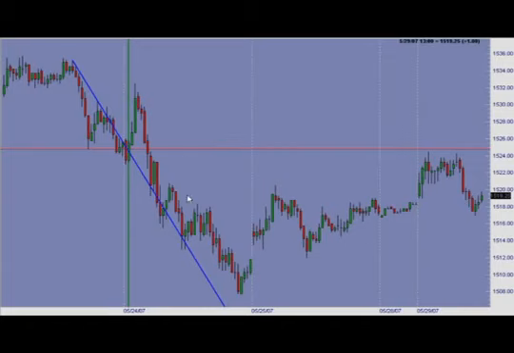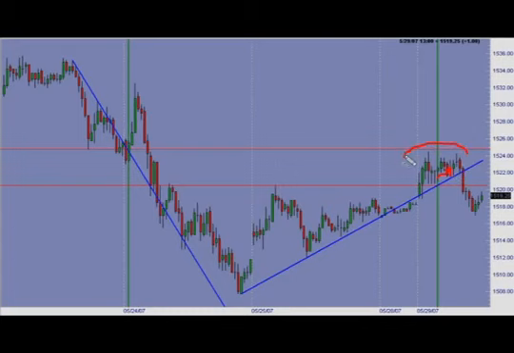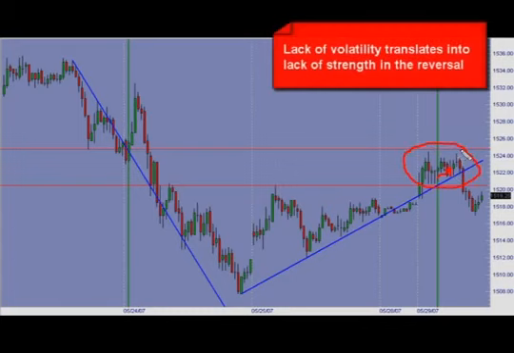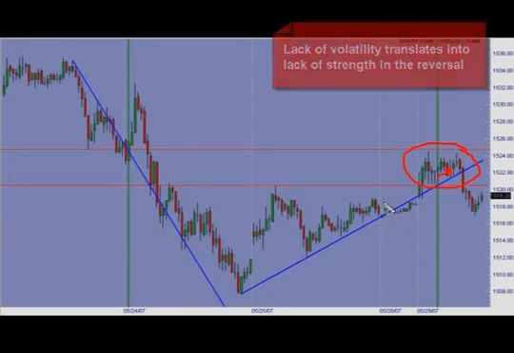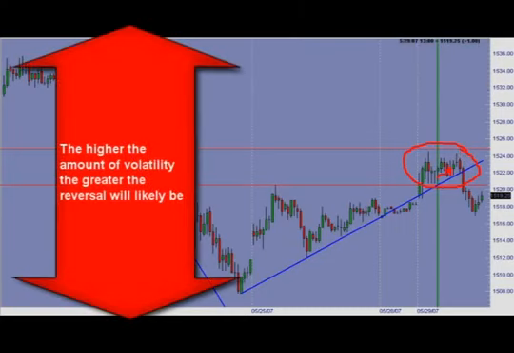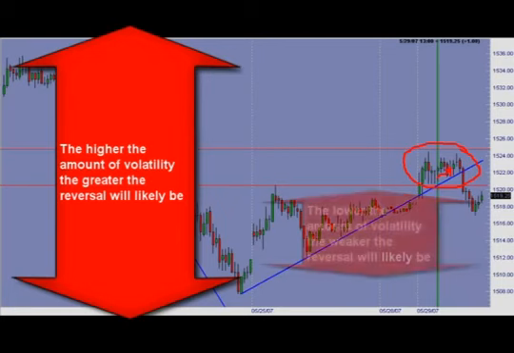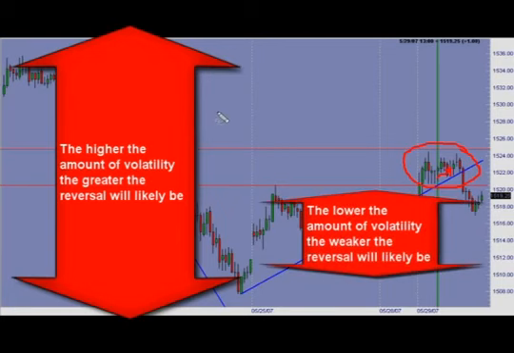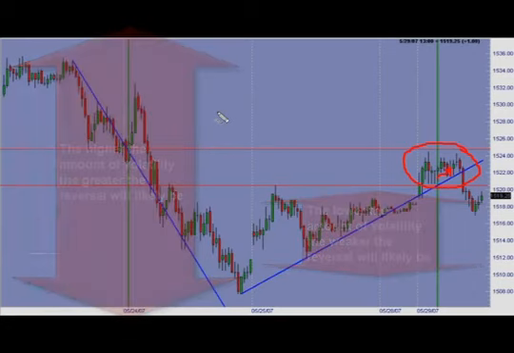Now compare that with another series of signals, perhaps over here. Here we have even a deeper, bigger, larger triangle. And yet what do we end up with? Well, a reversal over here that creates a little low, but is less than spectacular. Why? Because it's in a consolidation pattern. Lack of volatility means there's lack of strength in the signal. So consider that when you look at your reversals and your reversal signals. The higher the amount of volatility, the greater the reversal is likely to be. The lower the amount of volatility, the weaker the signal is likely to be as well.